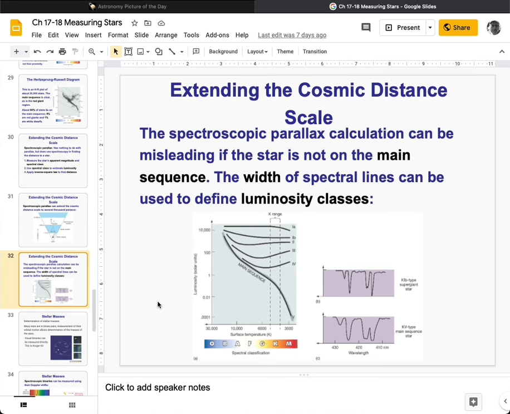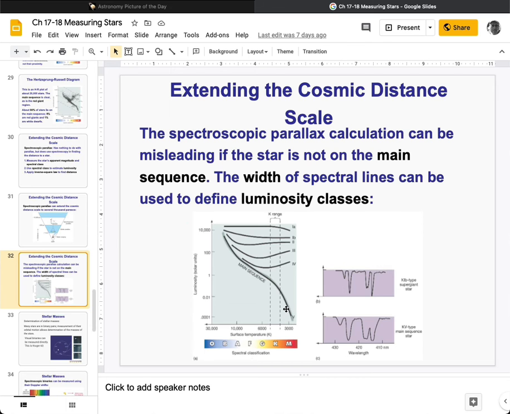Okay, so there are some caveats to this. We've got a problem based on these things called the luminosity classes. It's kind of hard to see here, but that says Roman numeral Ia and Ib, then II, then III, then IV. And anything on the main sequence is considered luminosity class V.